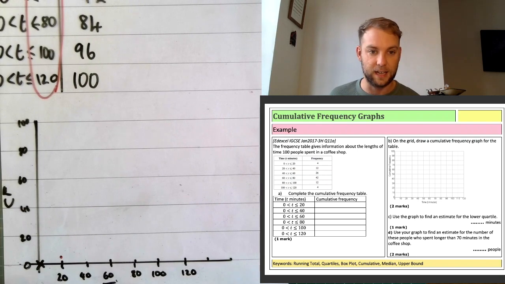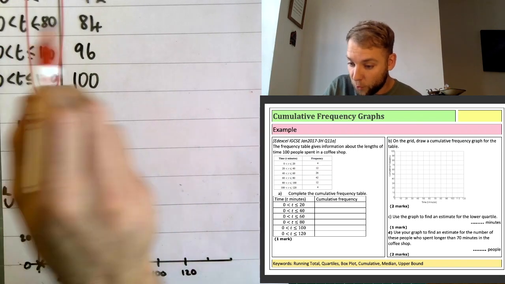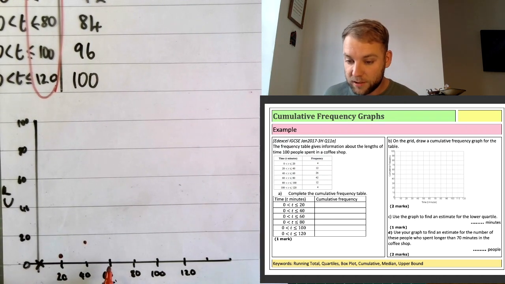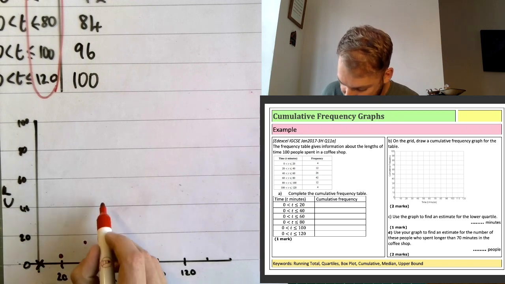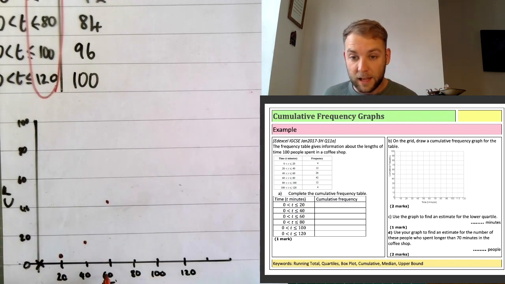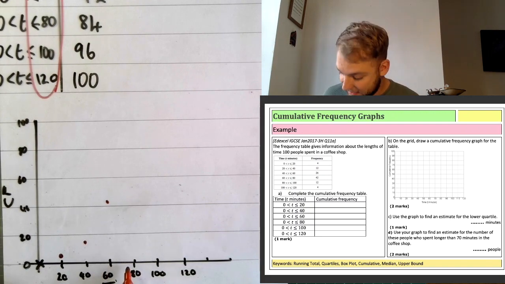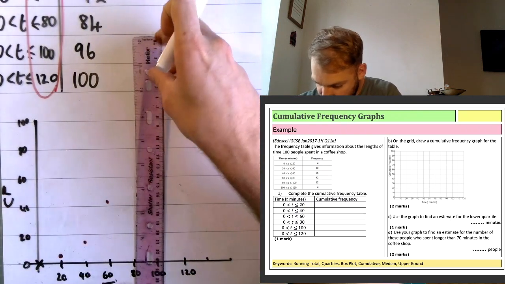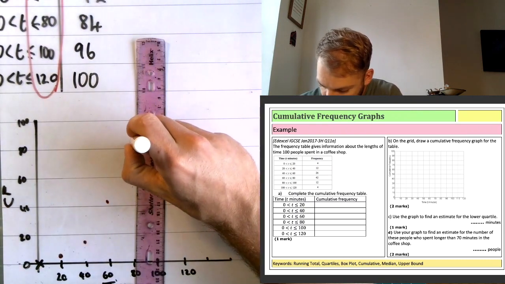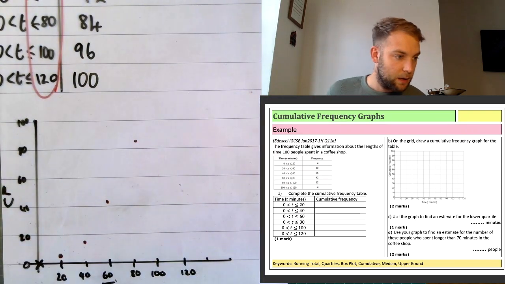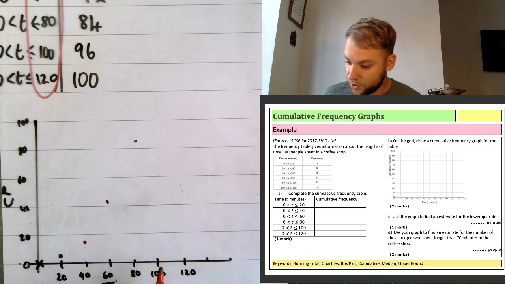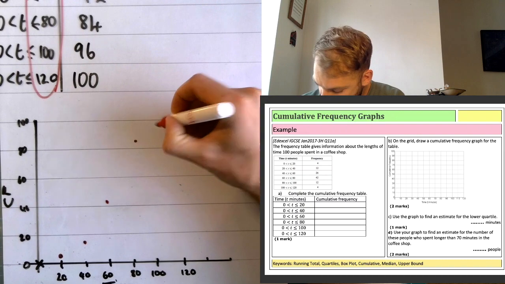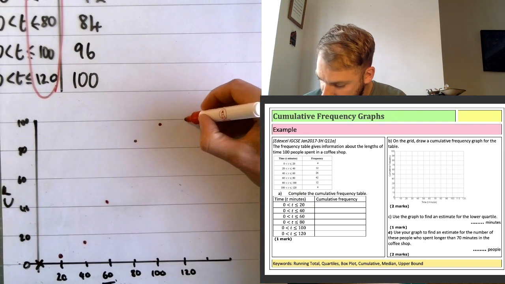I'll do this in red so you can see it. The next one's going to be 40 and 16. So 40, 16 is just about there. The next one's going to be 60 and 42. So 60, 42 is there. 80 and 84. So 80, 84. Now I'm going to use my ruler because it's quite high up. 80, 84 is somewhere about there. Brilliant. Sorry, it's 96, so 96 is about there, and then 120 and 100 is going to be there.